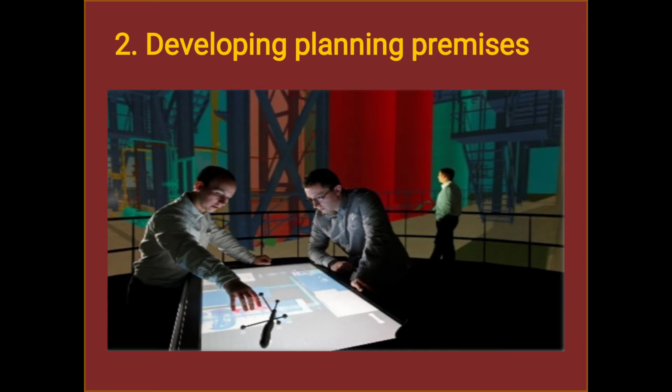The second step involved in planning process is developing planning premises. Planning premises are making assumptions for the future. We know that future is uncertain. So, some assumptions are made in the form of forecast or past policies or environment conditions, etc. So, after setting up of objectives, you need to make assumptions about the future.